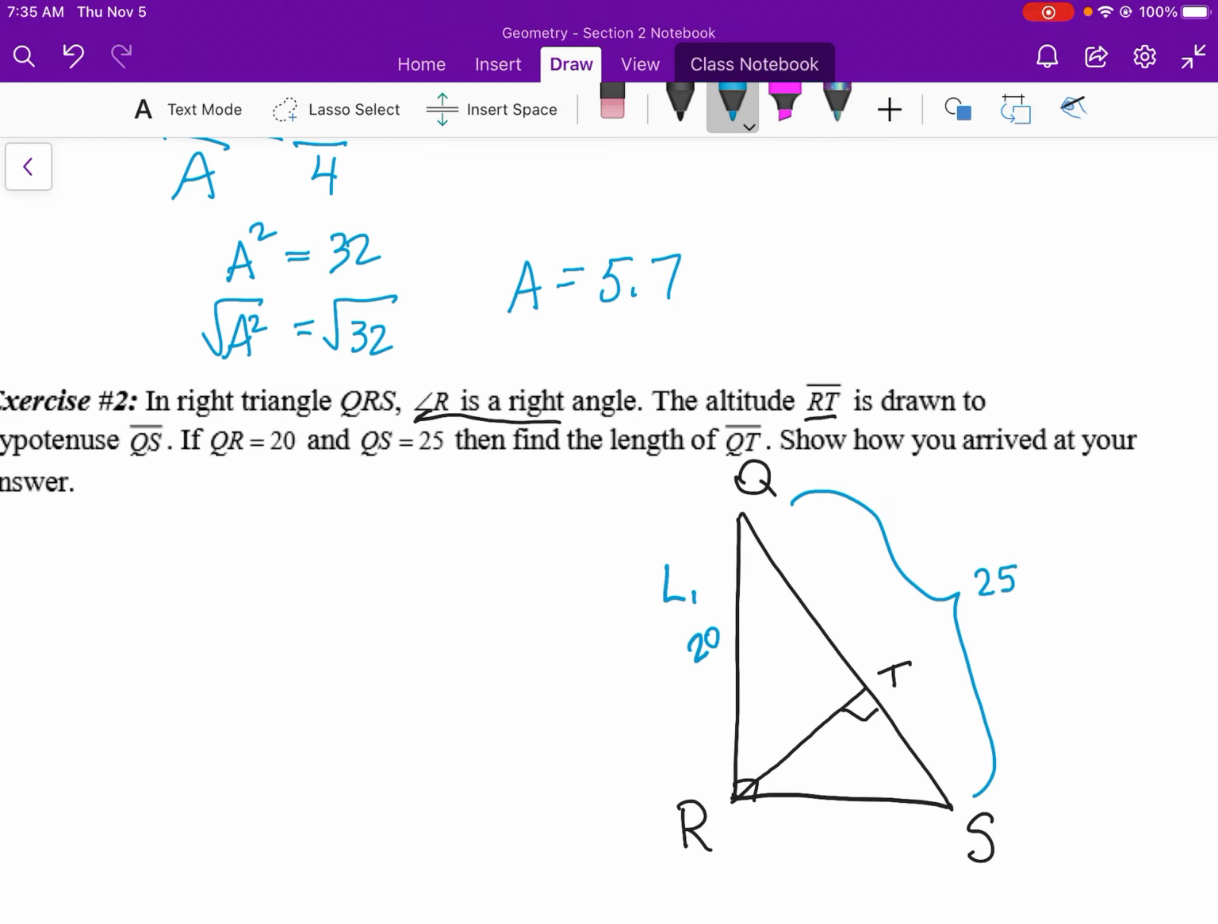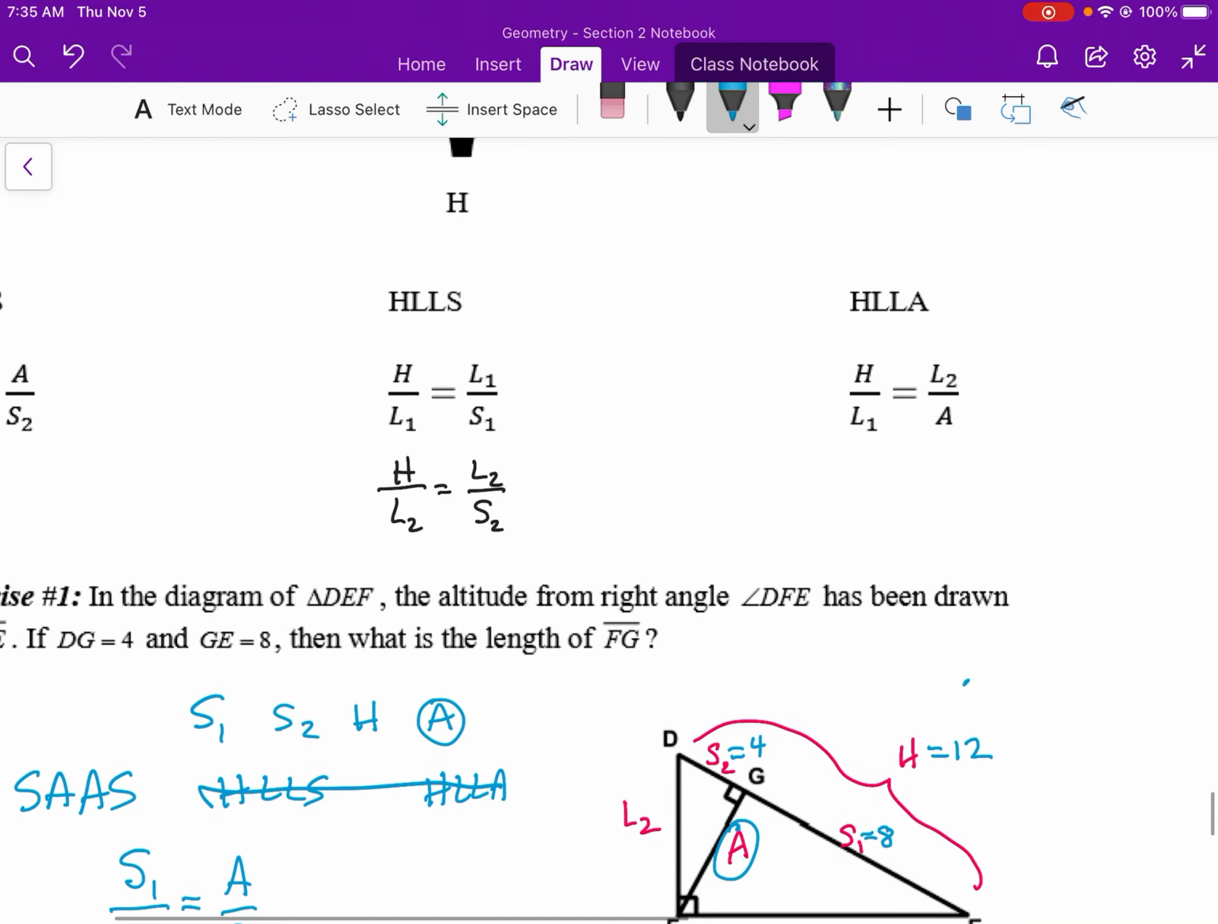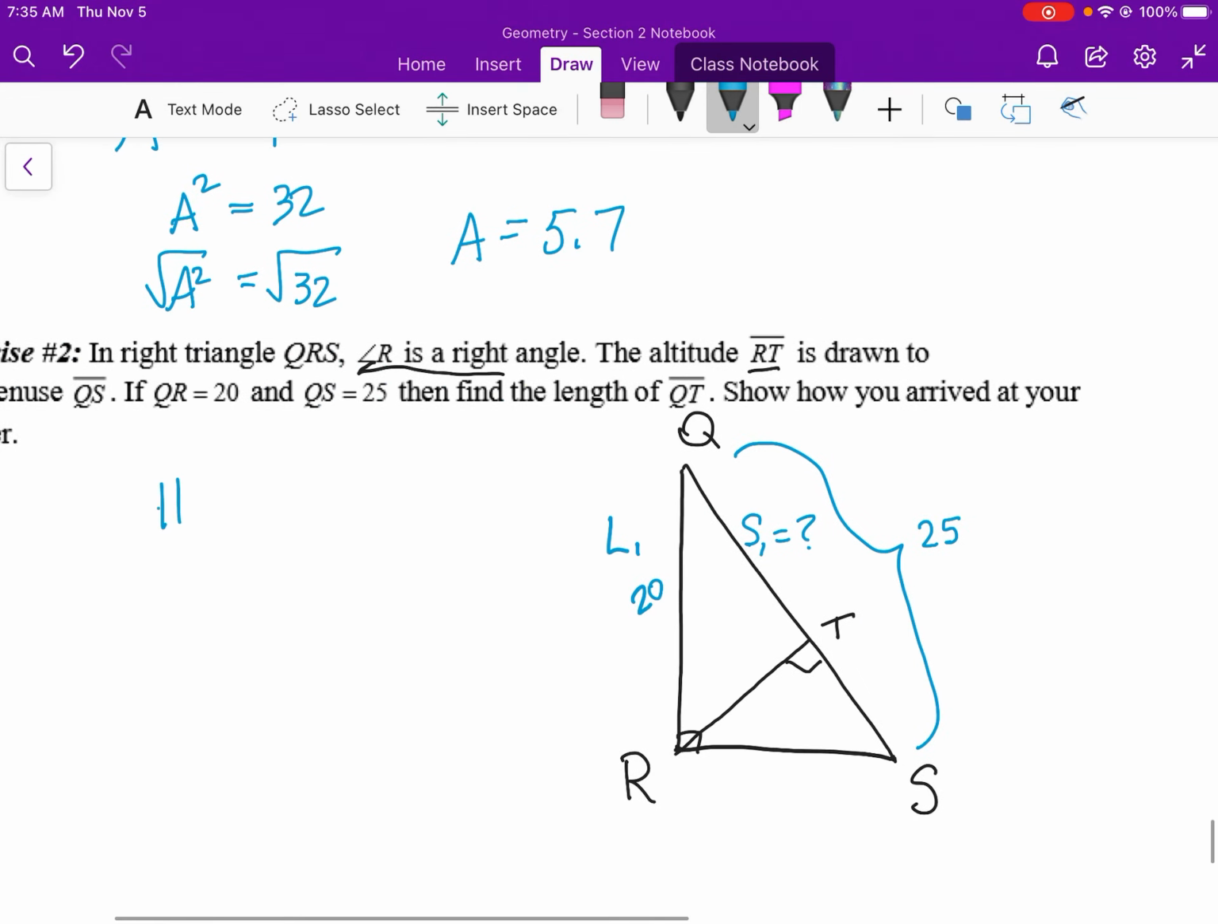Find the length of QT. So that's S1. Show how you arrived at your answer. So how do I find S1? I don't know anything about A, S2, or L2, so what do I have here? I've got HLLS and HLLA. Can I use HLLS? H, L1, L1, S1. Do I have those things? I do, so let's plug them in.